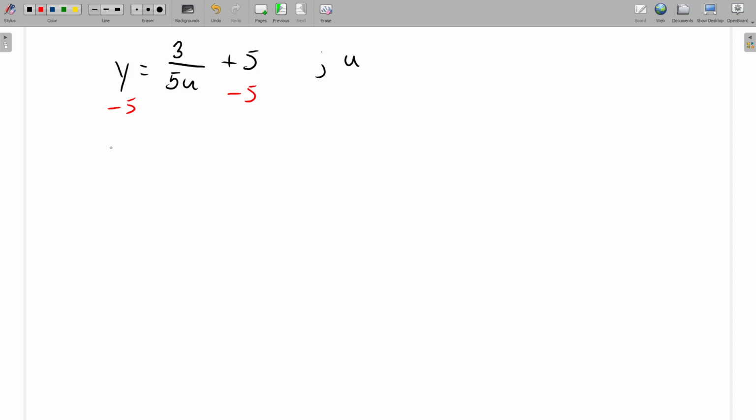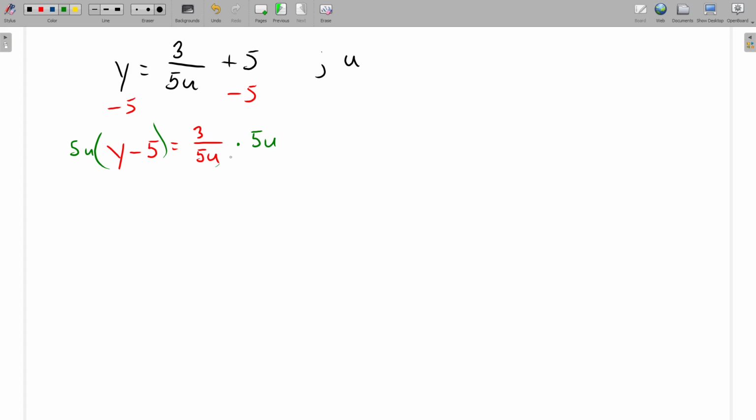Y minus 5, we can't combine those in any way, so we're going to write it as y minus 5 is equal to 3 over 5u. Now, I'm going to do something a little strange. I'm going to take this u that's on the bottom and multiply it to both sides. The reason why I want to do this is because if we get rid of the 3 and the 5, we'll be left with 1 over u. I don't want 1 over u, I want just u. So I need to get it out of the denominator and into the numerator.